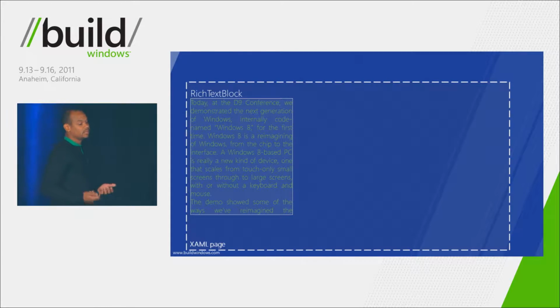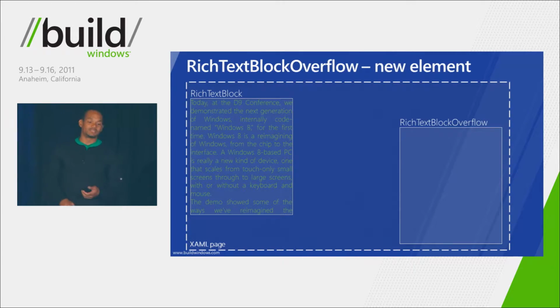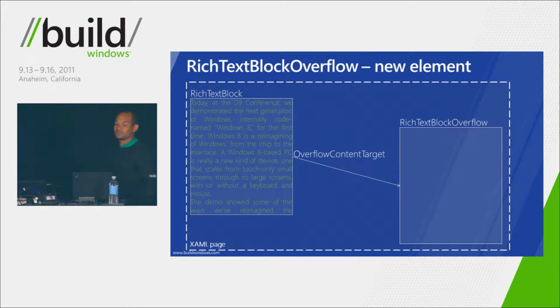So what we did is we added another element called a rich text block overflow, and you can link this to a rich text block via the overflow content target property, and then any extra content from the rich text block will automatically flow into the rich text block overflow. Linking these elements together in such a way, our team calls creating a chain of linked text containers. And linked text containers allow you to do a lot of interesting scenarios.